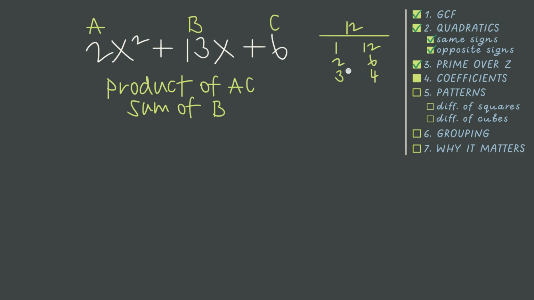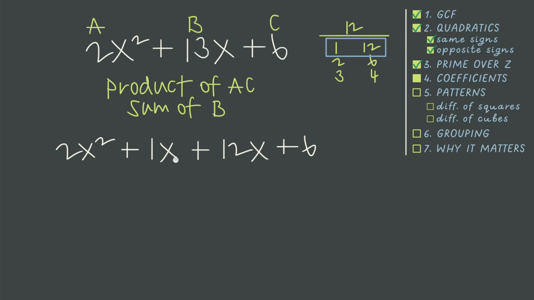Now we're looking for which pair here sums to the value of b, and of course that's going to be 1 and 12, which sum to 13. Now, this is all looking really similar. The difference here is that instead of going forward directly with factoring this quadratic, because of this coefficient in front of the x squared, what we're going to do is split the middle term of the quadratic, 13x, into two separate terms, each with a coefficient from our factor pair, 1 and 12.